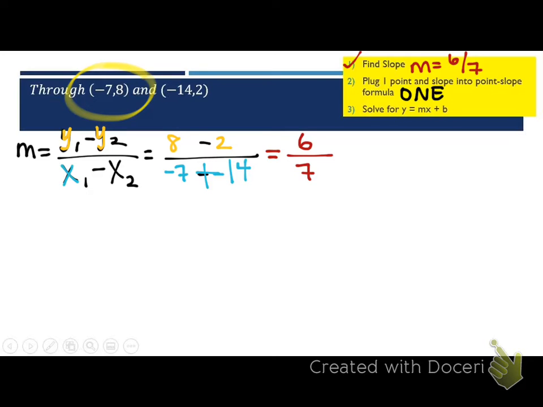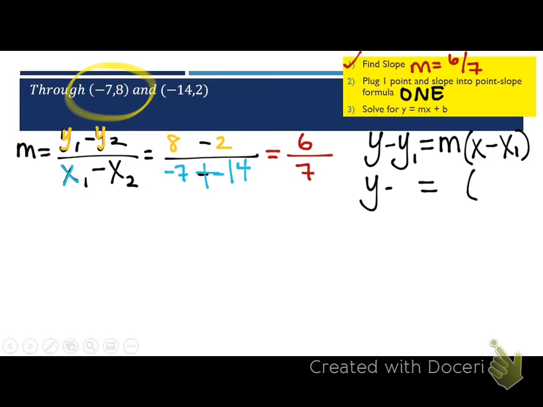So we're going to use the point slope formula, y minus y1 equals m times x minus x1. So what is the y of the coordinate point we're using? 8. And we said our slope is 6/7. And then last would be our x, which is negative 7. Again, when I plug that in, that turns into a positive. So from here, we're going to distribute.